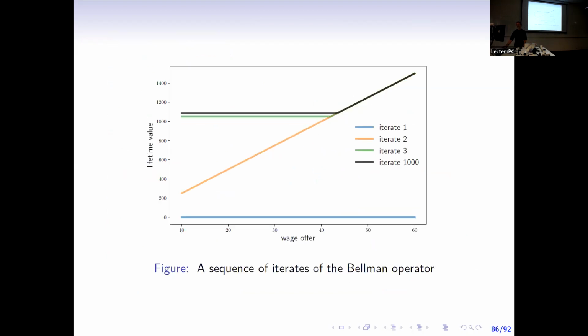This shows the process of value function iteration. I took a really random initial guess, and then I applied the Bellman operator, and I got a function that was something like that, and I applied it again, and I got this green line. I applied it 1,000 times, and I got the black line. And by that time, we're essentially stationary. We've successfully computed the value function for this problem.